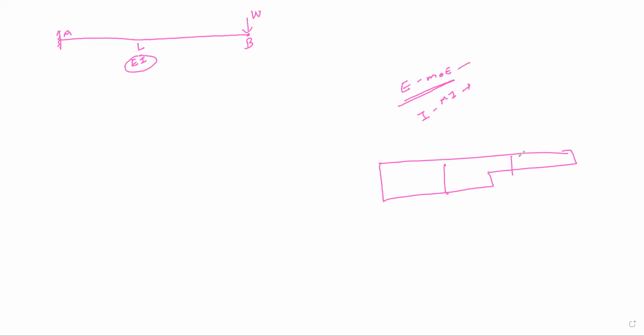Yes, sir. Okay, so if there is a variable depth in your structure, in that case your EI will change throughout the length. But now in this particular data, given that EI is constant throughout the length, that means the depth from A to B is constant. Can that be said? Everybody with me, please confirm.